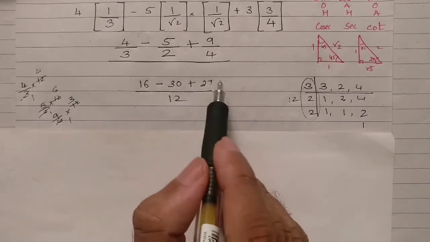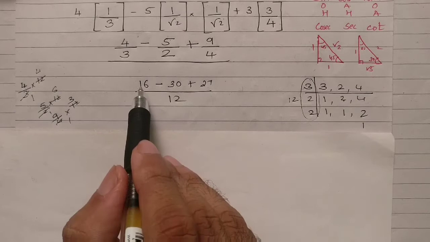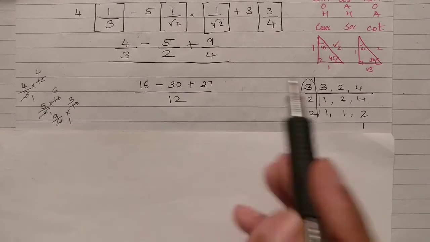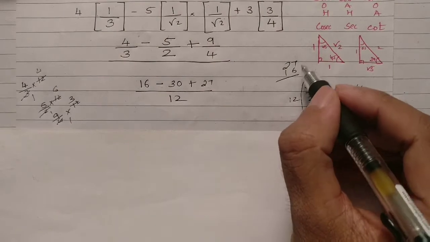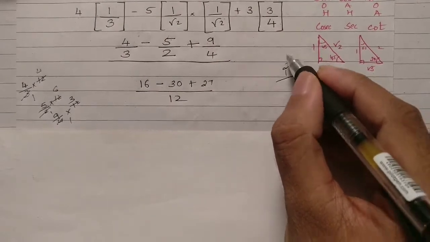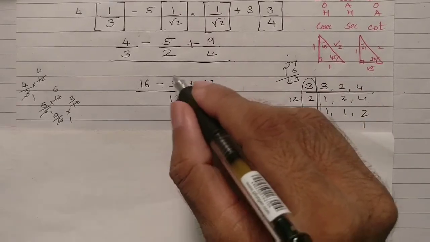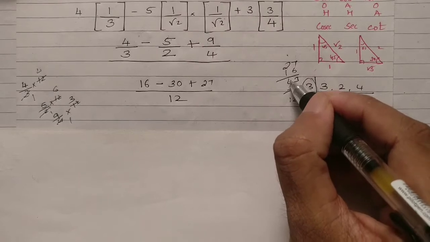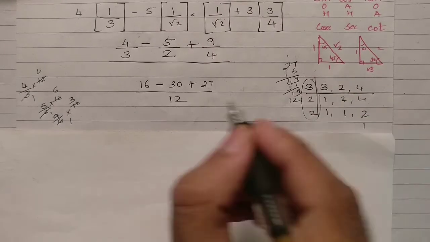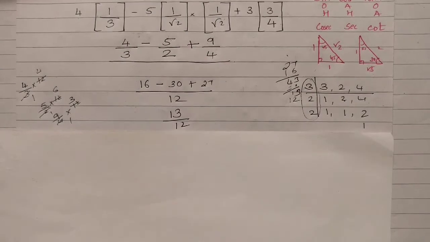All I have to do is add and subtract. So 27 plus 16, right? So 6 plus 6 is 12, carry 1 over here, 3 and 4, 43. 43 minus 30 will give me 13, so I will get 13 upon 12.